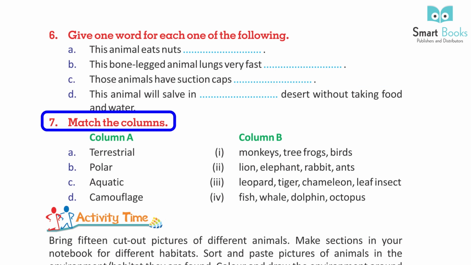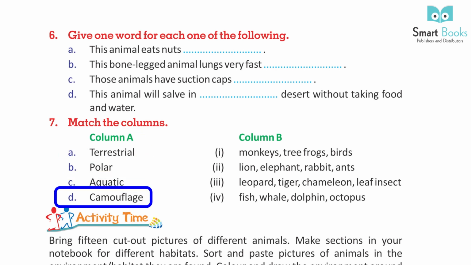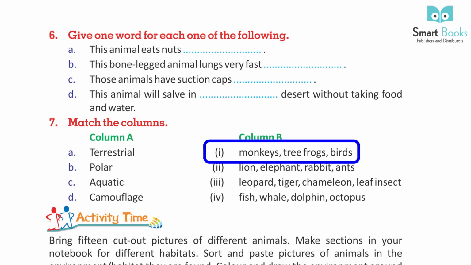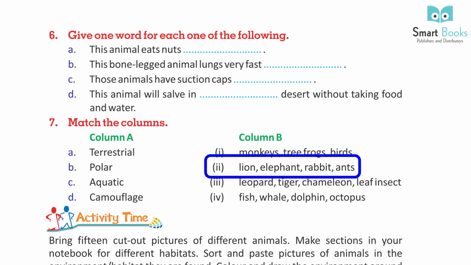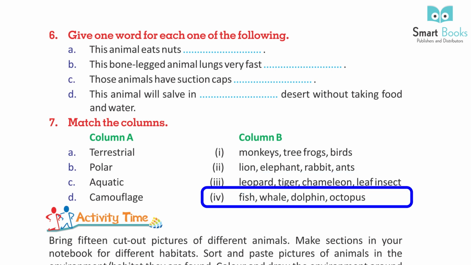7. Match the columns. Column A: A. Terrestrial. B. Polar. C. Aquatic. D. Camouflage. Column B: 1. Monkeys, tree, frogs, birds. 2. Lion, elephant, rabbits, ants. 3. Leopard, tiger, chameleon, leaf insect. 4. Fish, whale, dolphin, octopus.